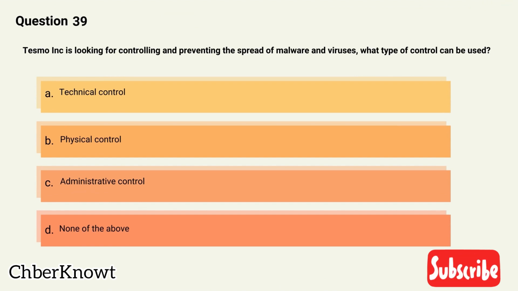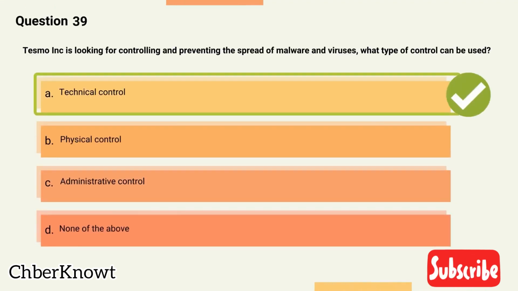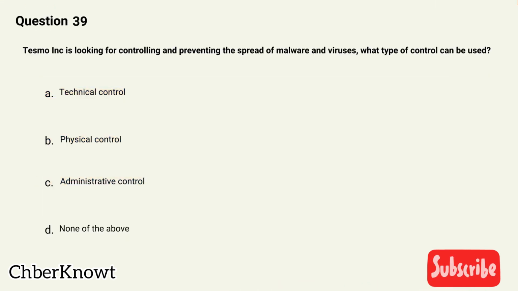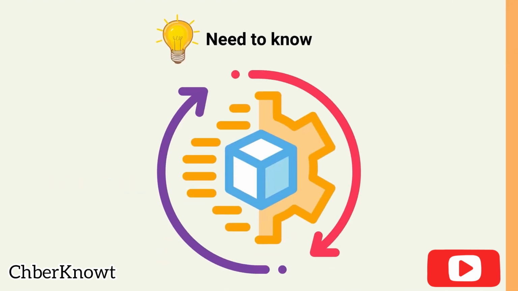Option A. Technical control. Option B. Physical control. Option C. Administrative control. Option D. None of the above. The correct answer is option A. Technical control. Explanation. Logical controls are used to prevent the spread of malware and viruses. Examples of logical controls include antivirus software, intrusion detection and prevention systems, and firewalls.